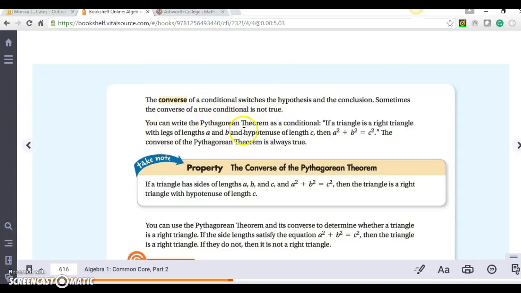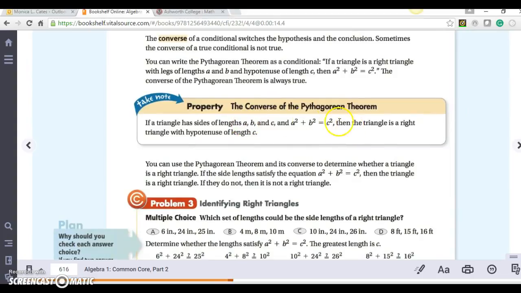You can write the Pythagorean theorem as a conditional. If a triangle is a right triangle with legs of length A and B and hypotenuse of length C, then A squared plus B squared equals C squared. The converse of the Pythagorean theorem is always true. So this is my conclusion, and after the if is the hypothesis.